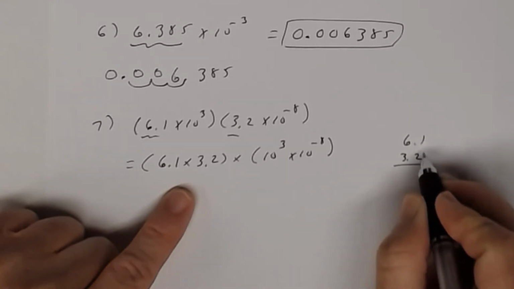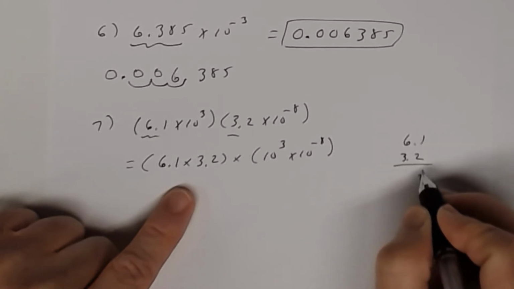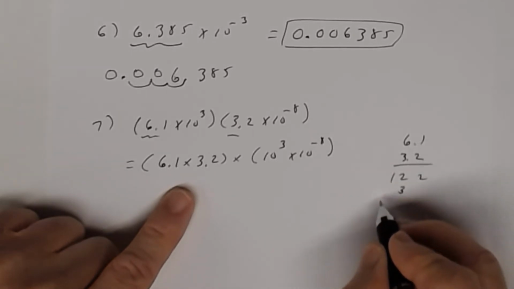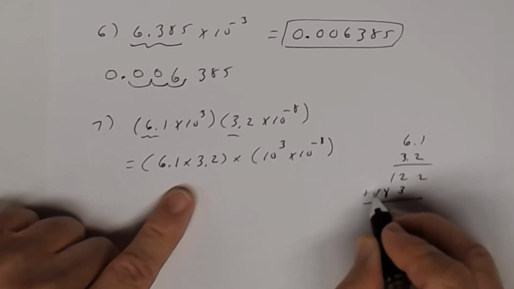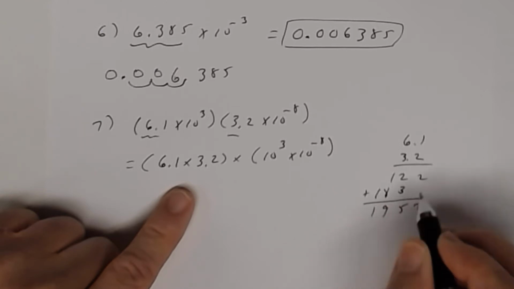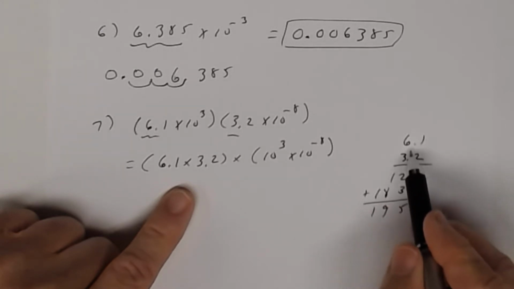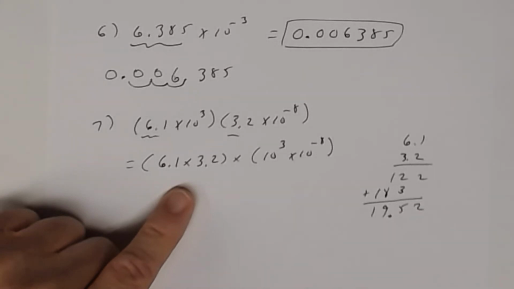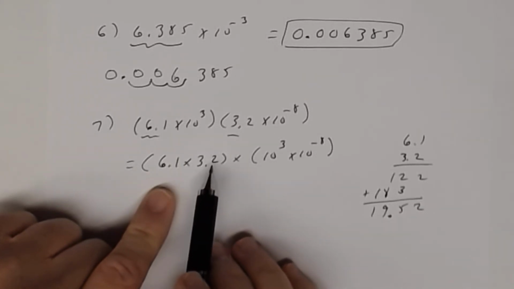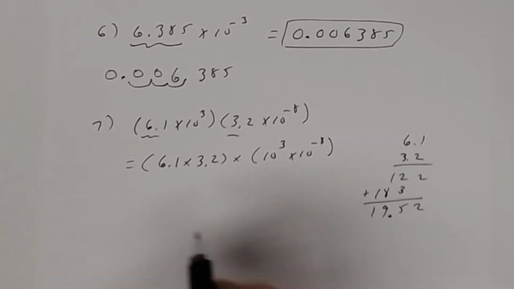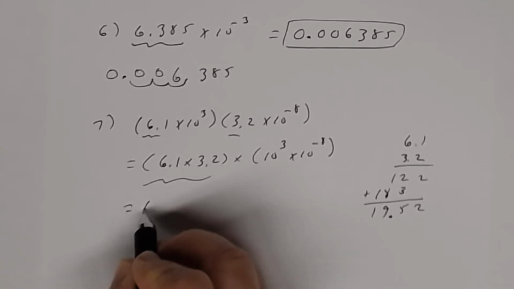And we multiply 2 times 1 is 2. 2 times 6 is 12. 3 times 1 is 3. And then 3 times 6 is 18. And we add them up. We get 2, 5, 8 and 1 is 9, and then 1. And then there are 2 digits behind the decimal point. So I need 2 digits here behind the decimal point. So 6.1 times 3.2 is going to equal 19.52. So this is 19.52.